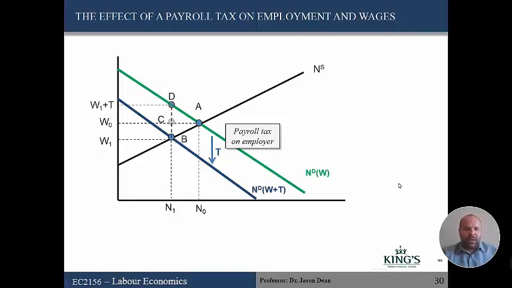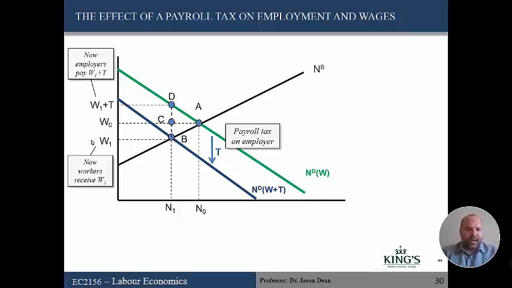And so the new equilibrium wage will be W1. W1 is what the workers are going to receive now. They used to get W0.